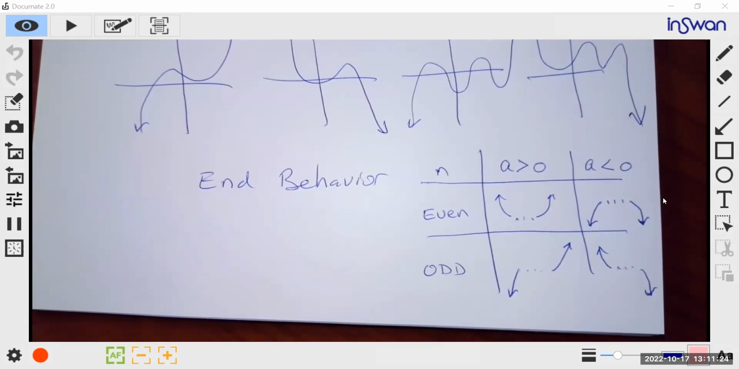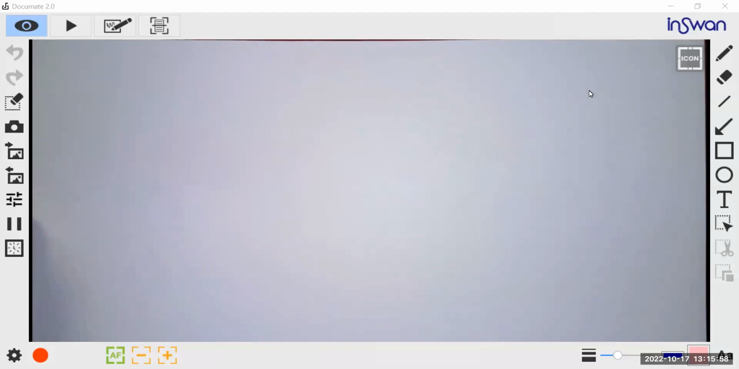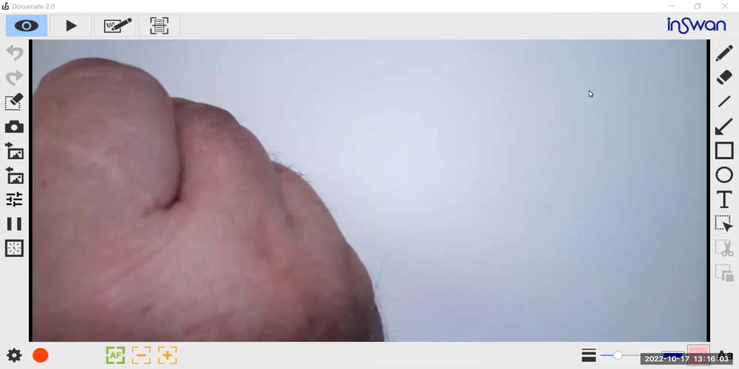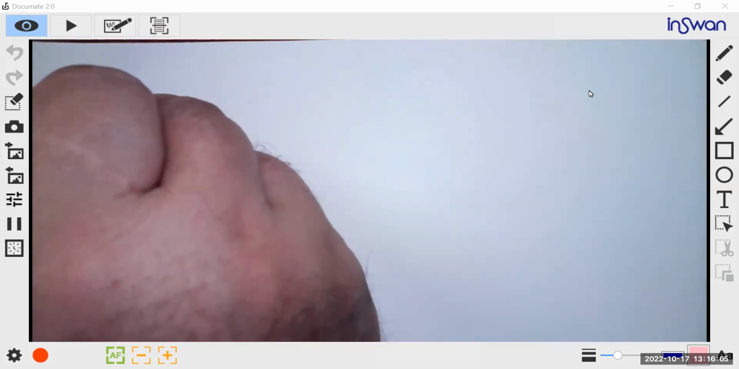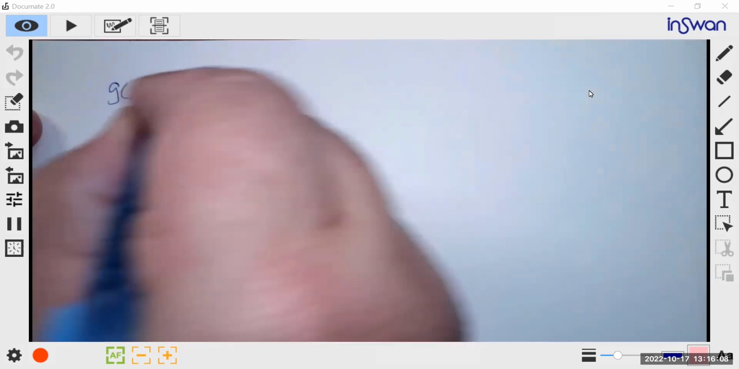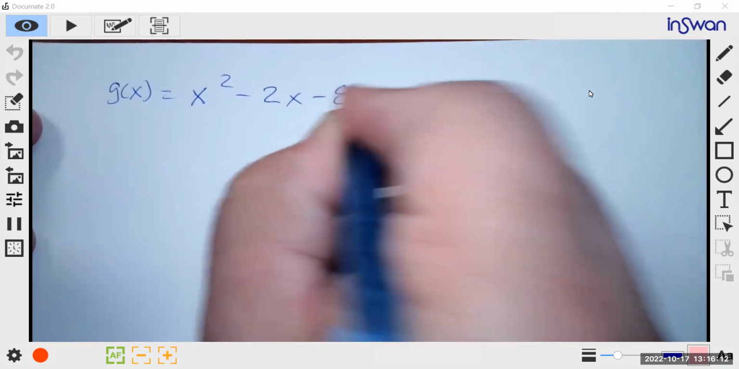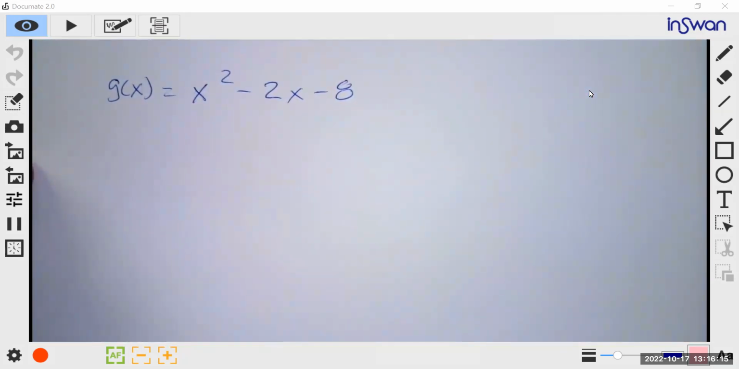Okay. Answer these. Okay, which one do I want to use? So roughly sketch this graph. Tell me everything you can about it and roughly sketch it.